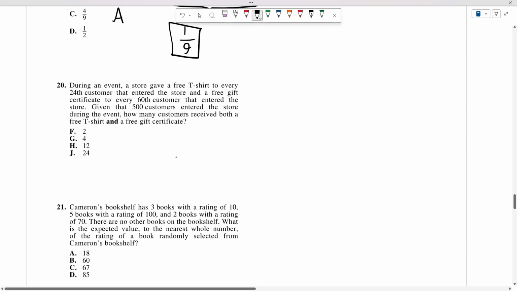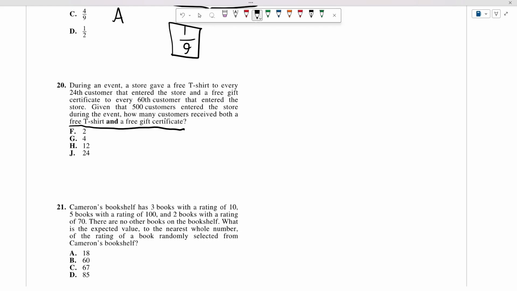Number 20. The store gave a free t-shirt to every 24th customer that entered the store, and a free gift certificate to every 60th customer that entered the store. If there were 500 customers that entered the store, how many customers received both a free t-shirt and a free gift certificate? Okay. So what I want to do here is figure out how often someone gets both a free t-shirt and a free gift certificate.